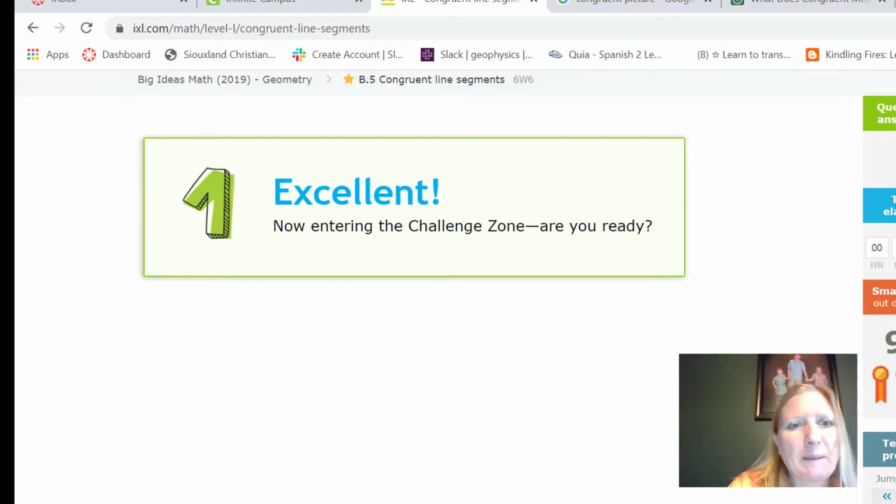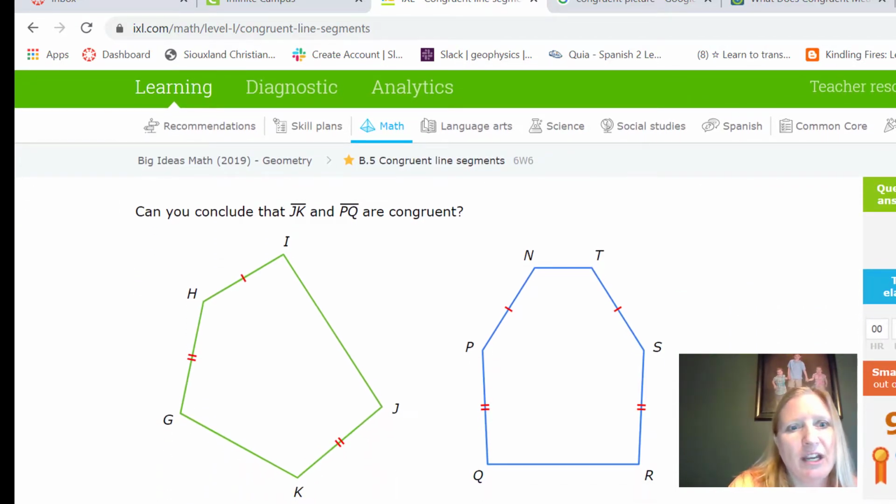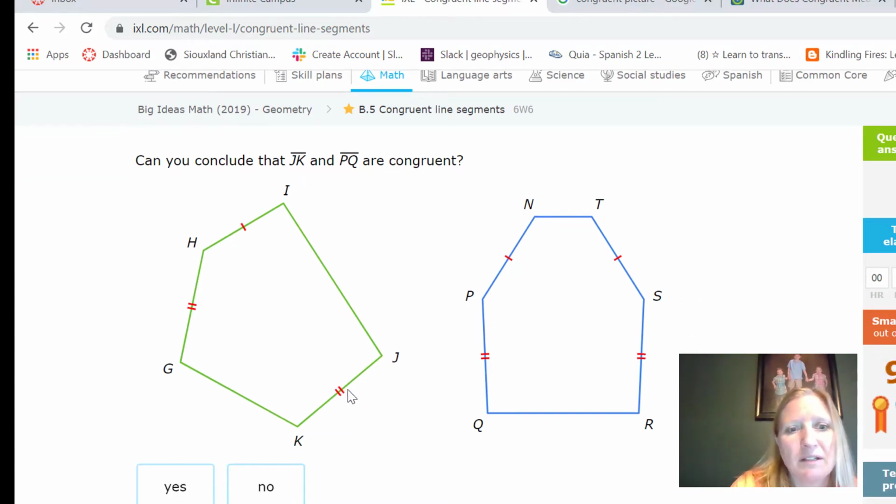So we'll try one more here. Can you conclude that JK and PQ are congruent? Yes, we can, because it is marked on them that they are equal because they both have the 2 little hash marks. So yes.